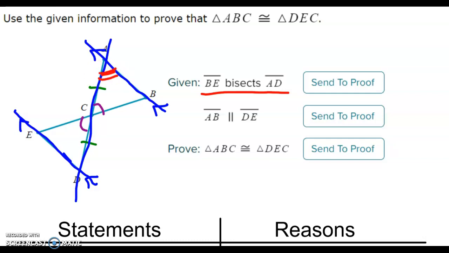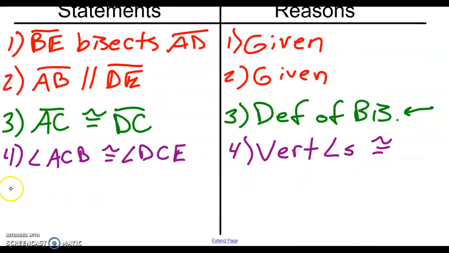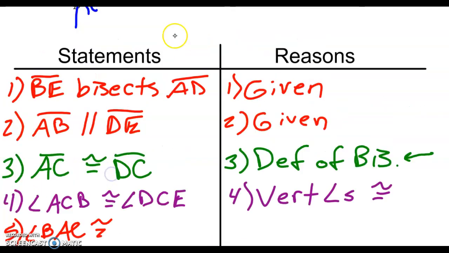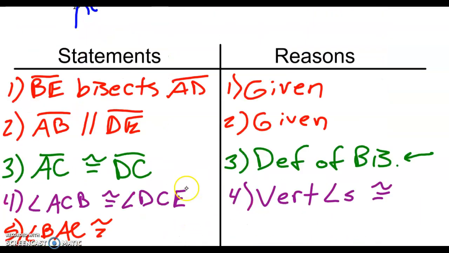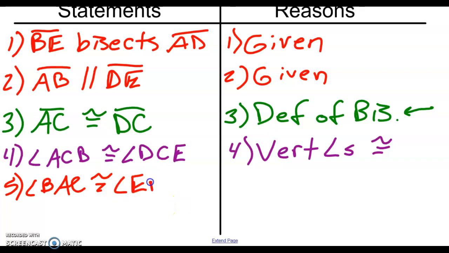If this is your transversal, then I've got a few different ways that I can be finishing this up. I've got what we call alternate interior angles. See how we're finding these things coming up further down the road. We talked about these a while ago, but here we can now say that angle BAC is congruent to angle EDC. And that is going to be true by alternate interior angles.